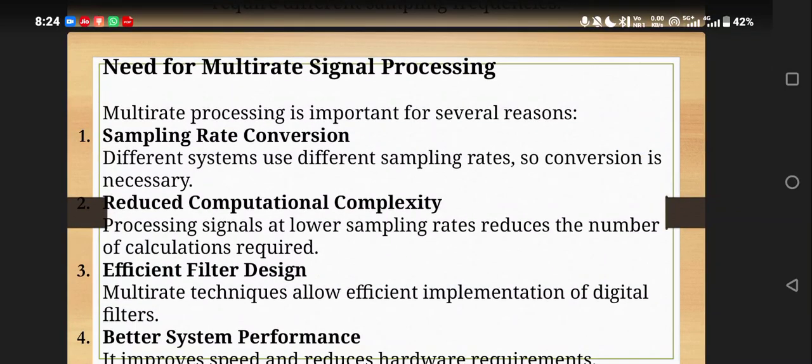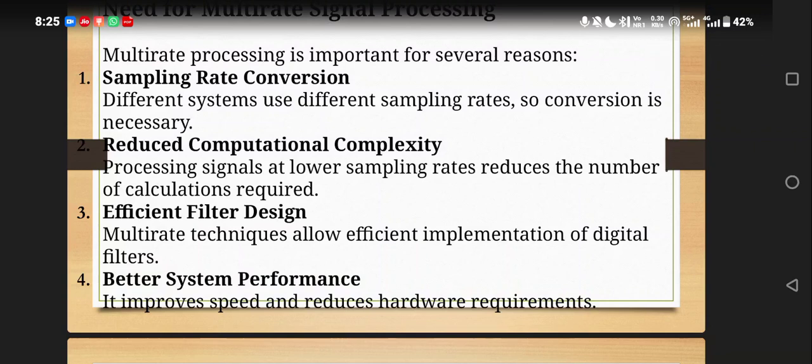What is the need for multi-rate signal processing? Multi-rate processing is important for several reasons. First one is sample rate conversion. Different systems use different sampling rates, so conversion is necessary. Second one is reduced computational complexity. Processing signals at lower sampling rates reduces the number of calculations required. Third one is efficient filter design. Multi-rate techniques allow efficient implementation of digital filters. Fourth one, better system performance. It improves speed and reduces hardware requirement.